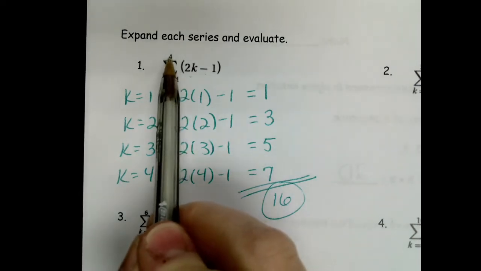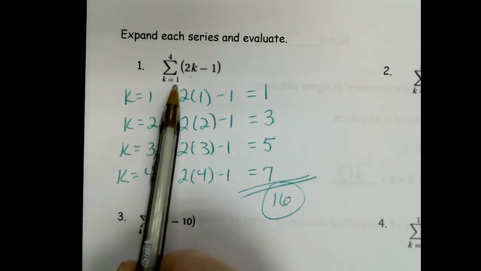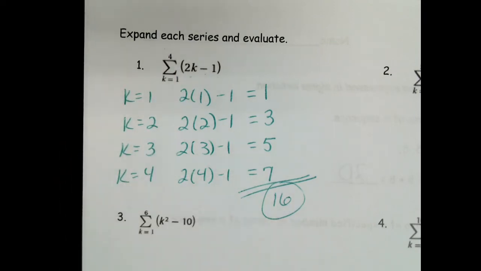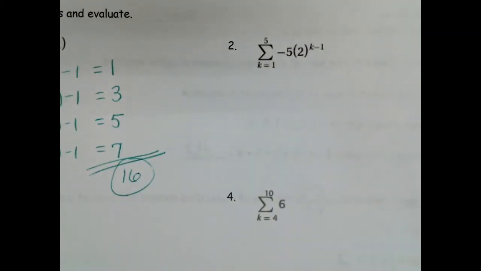Because it has the 4 on the top. That's where you stop. You start at the bottom where it goes 1 to 4. Okay? All right, let's take a look at number 2 because I gave you one that's kind of challenging.